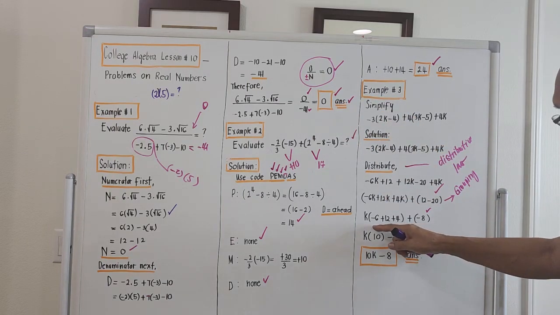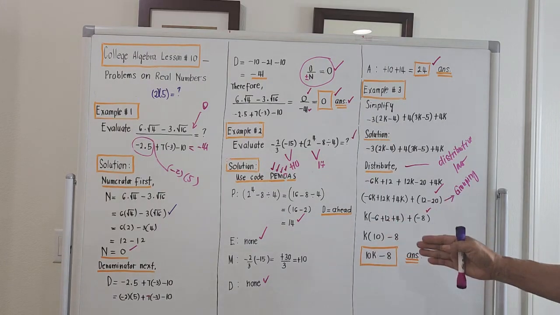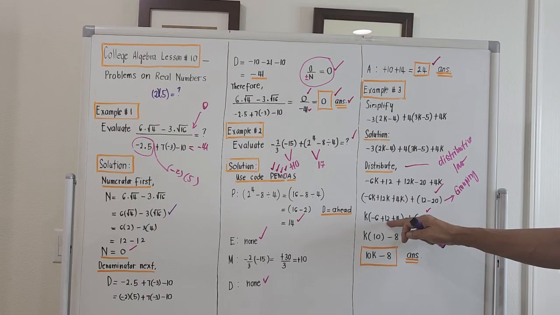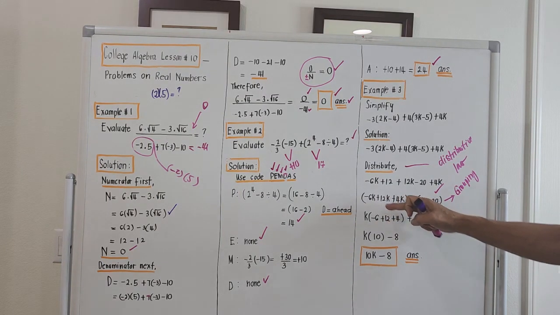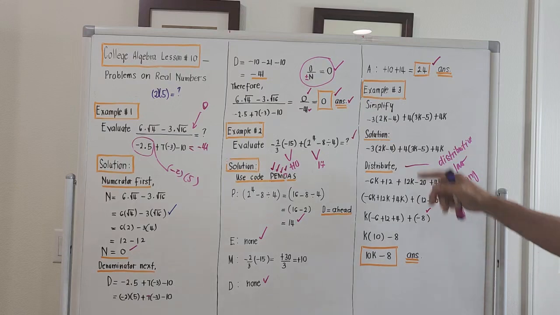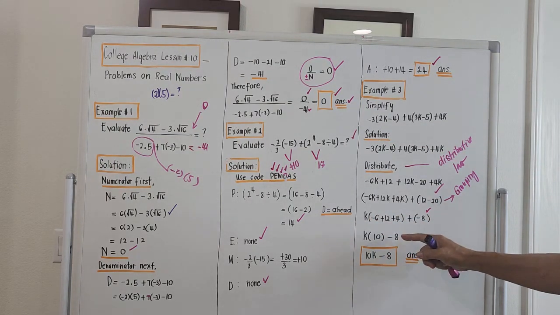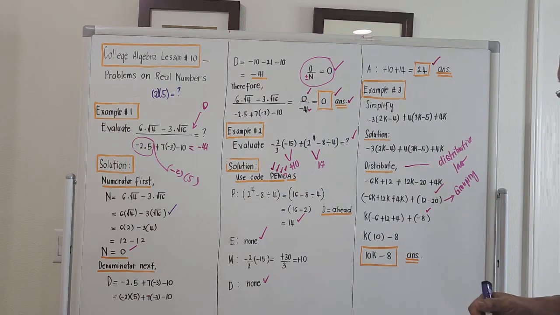Then the one inside, we can operate now. We are adding two real numbers and subtracting another one. So 12 plus 4 will be 16, minus 6, that will be 10. This is minus 8. So the final simplification of this will be 10 times k will be 10k, minus 8. Minus 8, that will be our final answer.